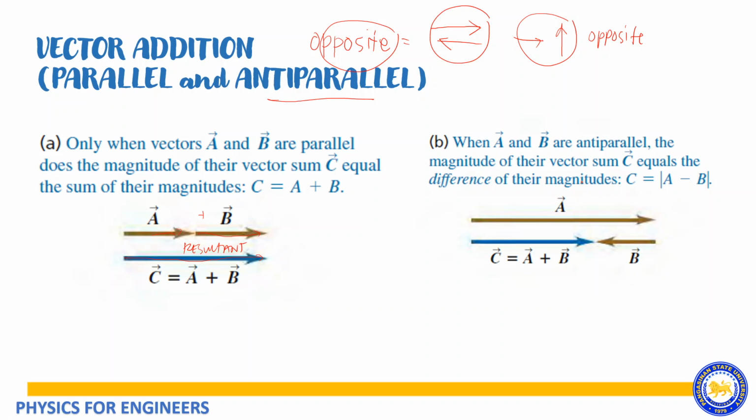Next naman, kung halimbawa minus naman. So, for example, when A and B are antiparallel, the magnitude of their vector sum equals the difference of their magnitudes A and B. So, for example, ito si vector A. Tapos, i-minus mo si B. So, pag minus B, ibig sabihin opposite direction siya. Ang magiging sagot niya is yung resultant mo, vector C, A plus B. So, ganun siya. Okay?